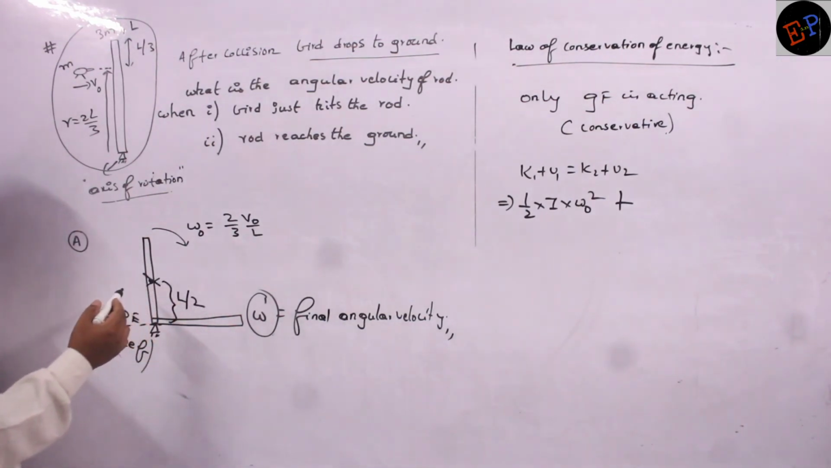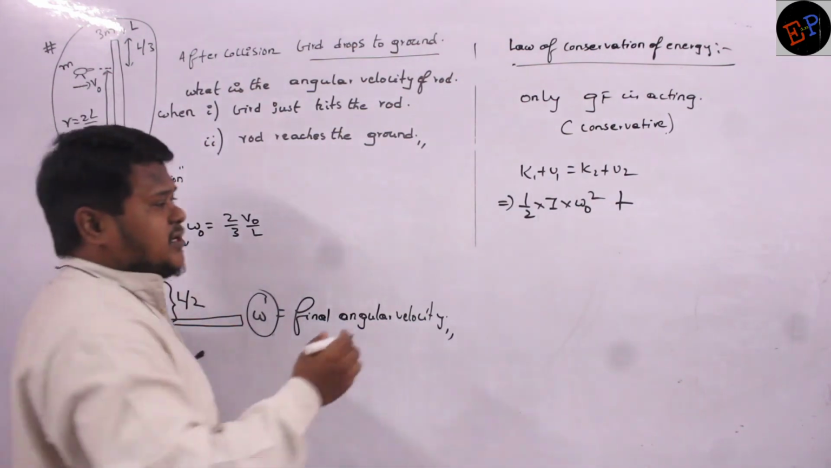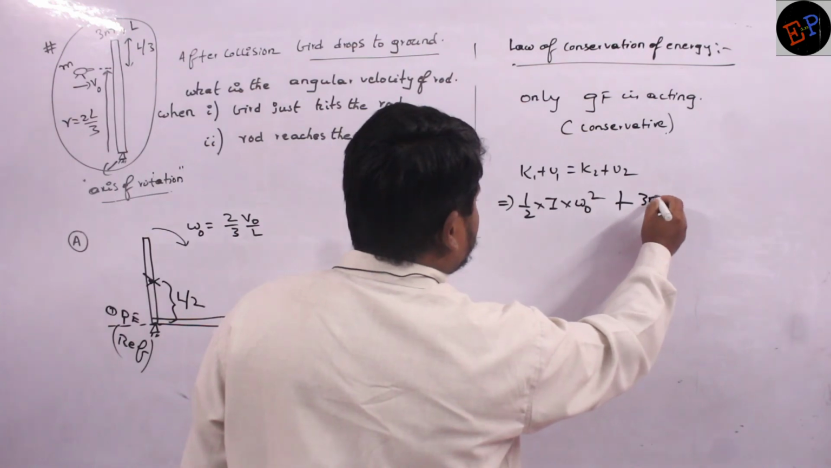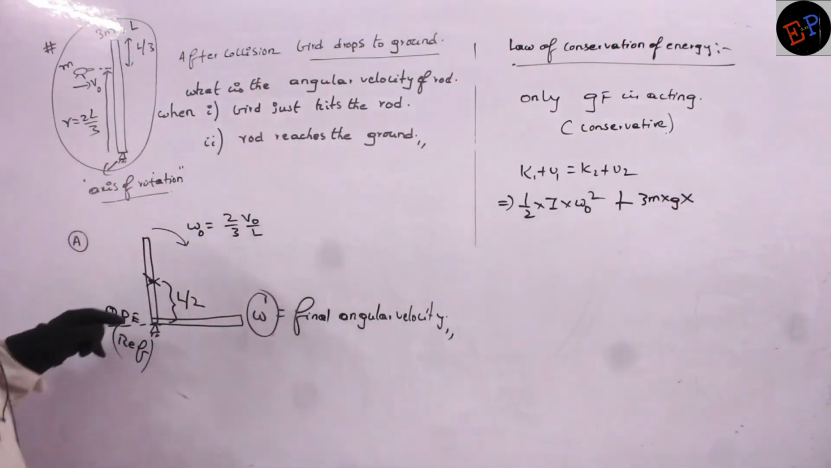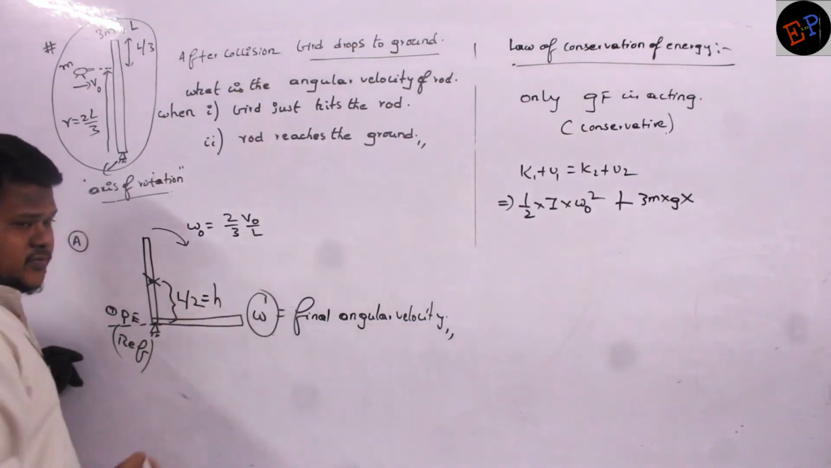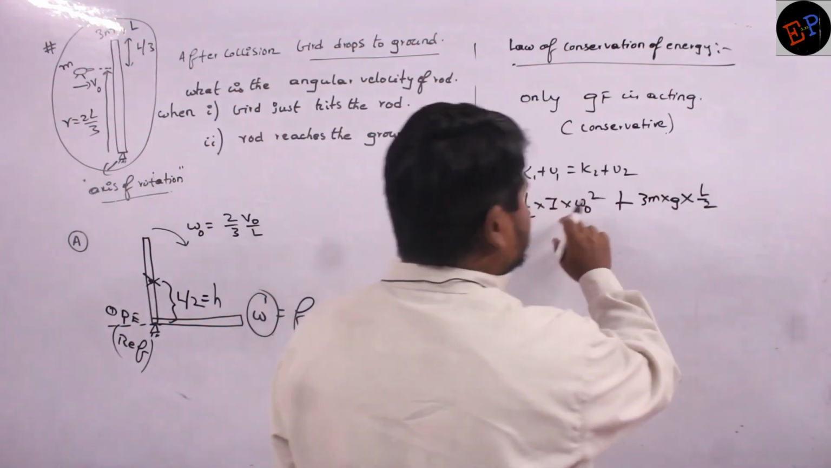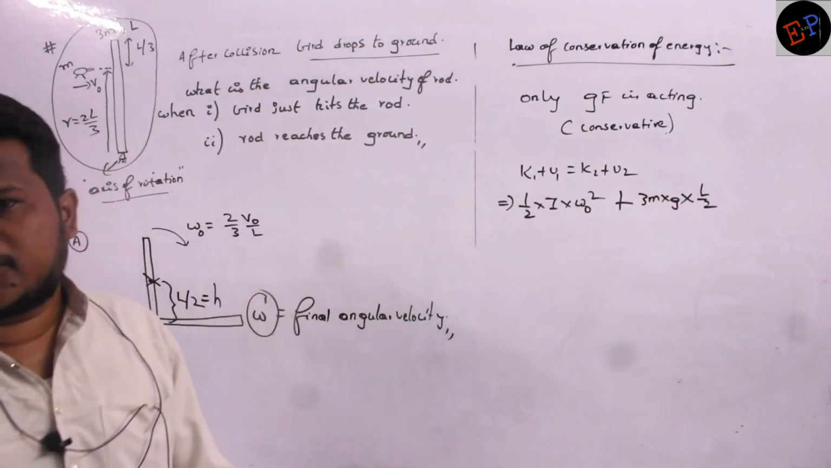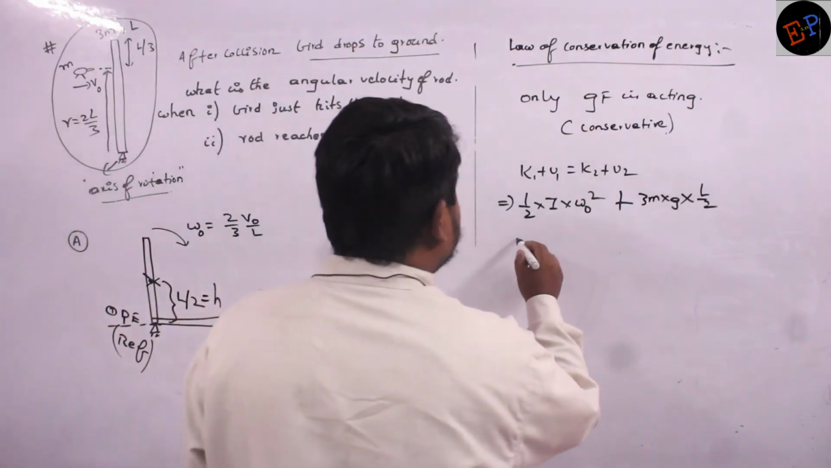So potential energy formula is mgh only, no? What is the mass of the rod? 3m. The mass of the rod is 3m. And the height is nothing but L by 2. So 3m into g into L by 2. This is the initial potential energy of the rod. Understood? This is equal to K2 plus U2.